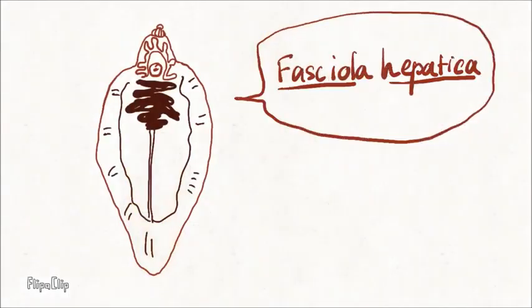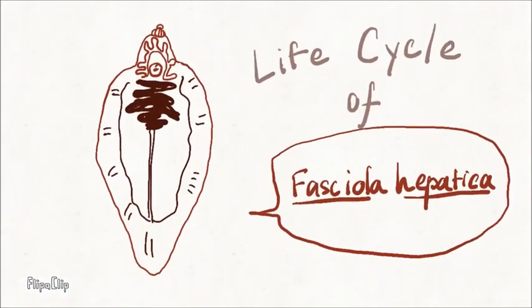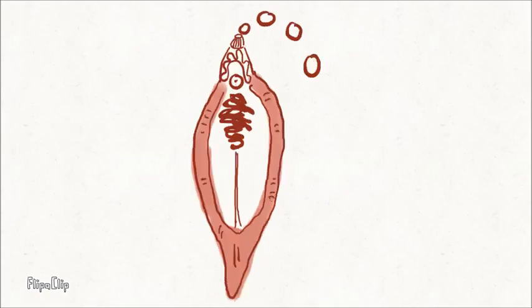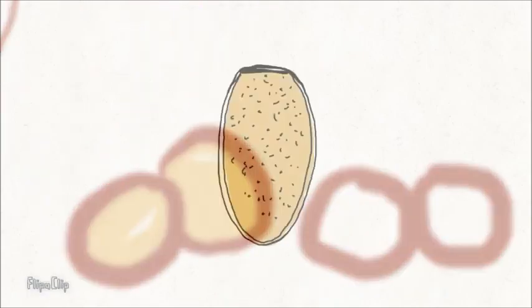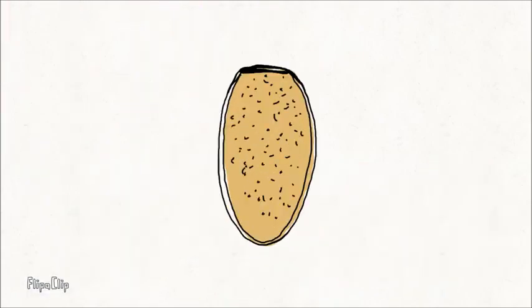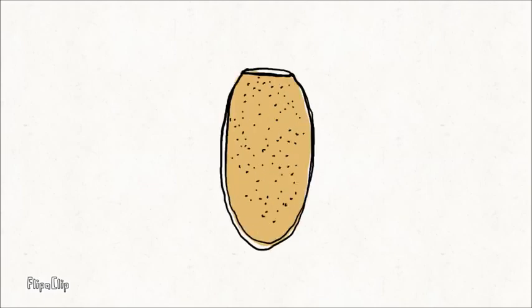Now, let's go through each stage in the life cycle of the common liver fluke and see the differences between each stage. This is an unembryonated egg. At this stage, the egg doesn't develop to have an embryo in it yet.